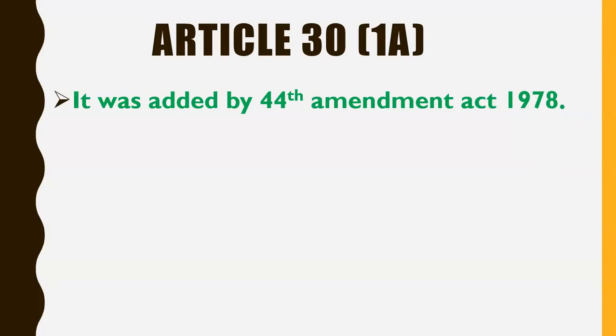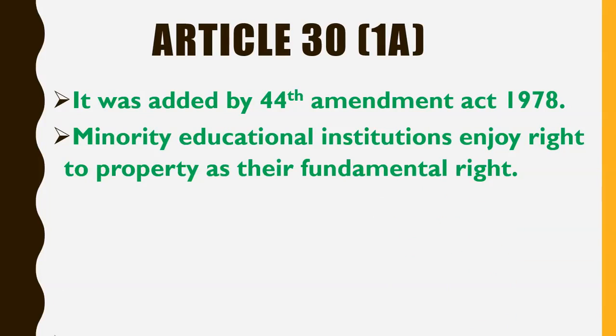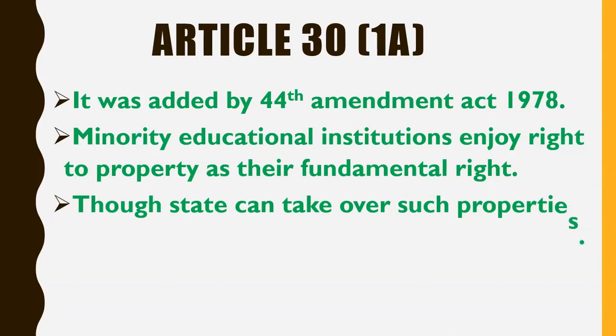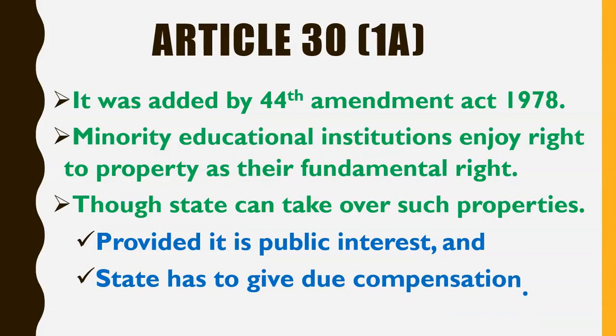So let's move further. Then comes Article 30, Clause 1A. Now what is this article? Let's study it. Friends, it was actually not part of the Indian Constitution from the very beginning. It was added by the 44th Amendment Act 1978. It was added by Parliament in the Constitution by the 44th Amendment Act 1978.